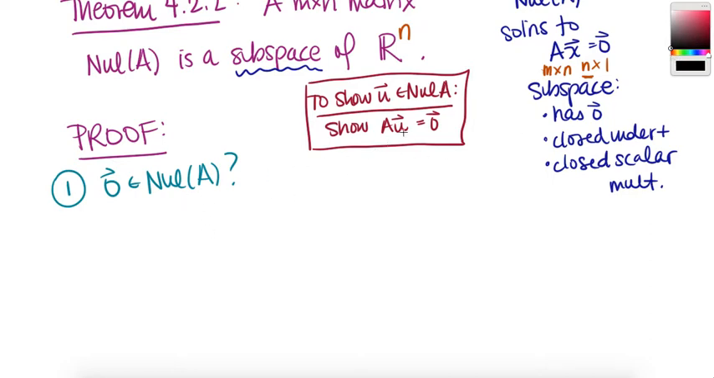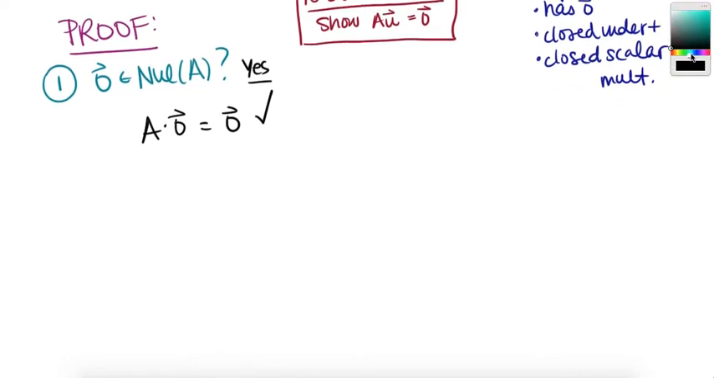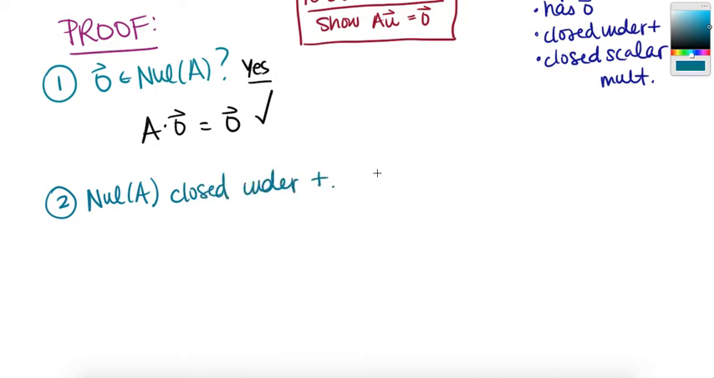Okay, so we need to show if we multiply A by the 0 vector, well, what do we get? We get the 0 vector. That's exactly what we want. All we're saying here is the trivial solution is always a solution to the homogeneous equation. So we're good. 0 is in the null space. All right. Next thing we want to do is show that the null space of A is closed under addition.